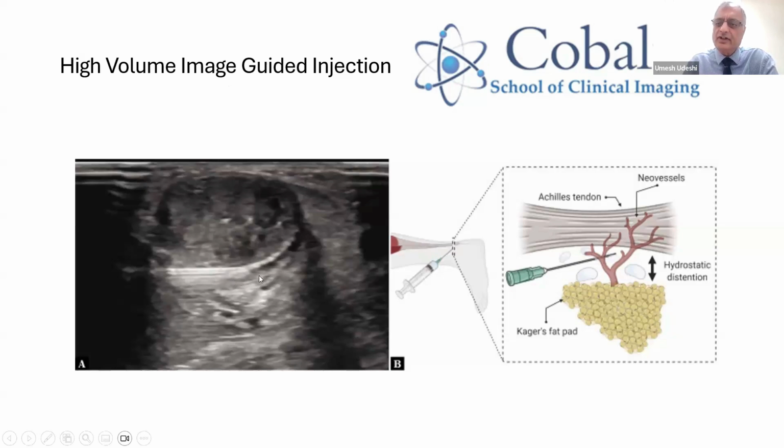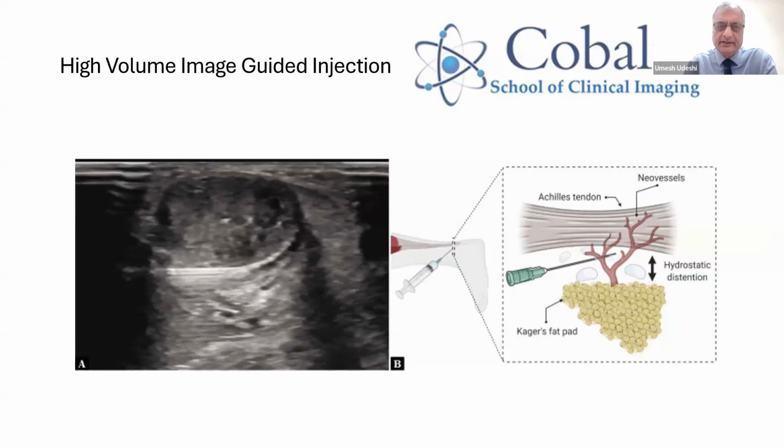And what is done is you inject very high volumes of fluid. So it could be normal saline, could be a combination of normal saline, steroid, and local anesthetic, or it could be just a combination of normal saline and local anesthetic. And up to 50 mils can be injected. So high volume injection is normally 30 to 50 mils.